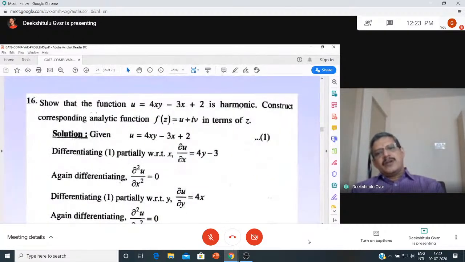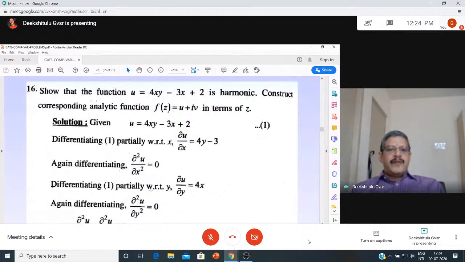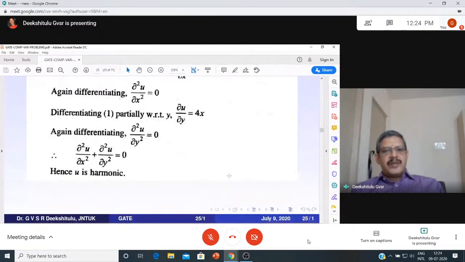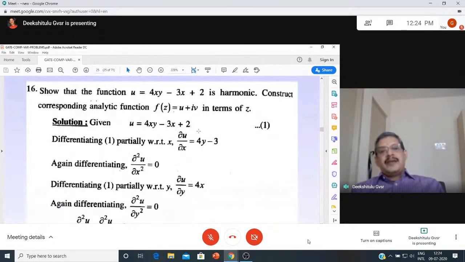u is equal to 4xy minus 3x plus 2, show that it is harmonic. Consider the corresponding analytic function u plus iv. Okay, u is equal to 4xy minus 3x, ∂u/∂x is 4y minus 3, ∂²u/∂x² is 0. Similarly ∂²u/∂y² is 0. So the sum of them is 0. So the Laplace equation is satisfied, hence harmonic. And construct the corresponding analytic function.